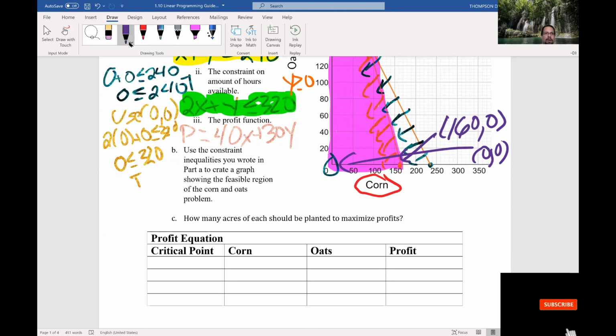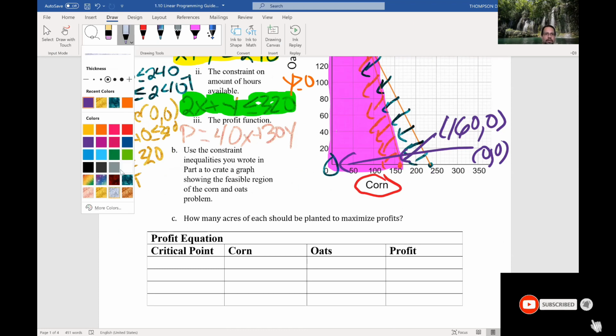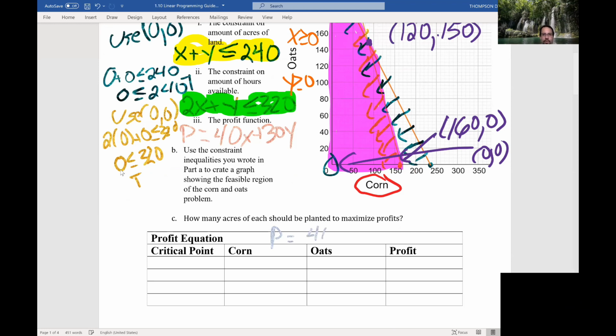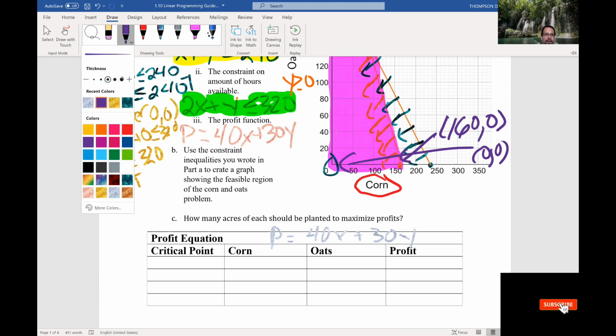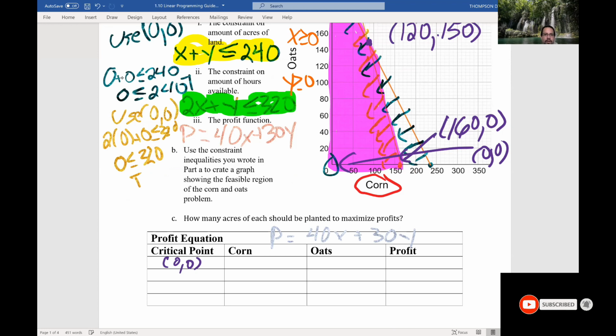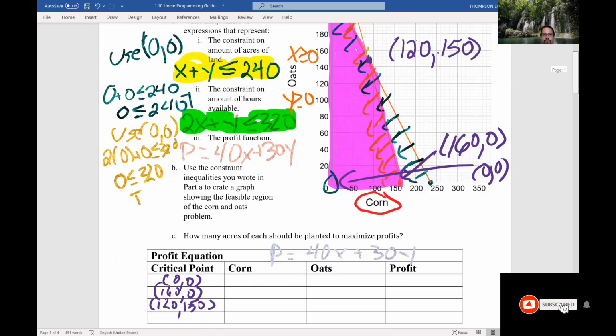Okay, now we're going to write down our profit equation. That's just P equals 40x plus 30y. We'll write down our points. These are the points we're going to plug into our equation to check our profit. So we use (0, 0), (160, 0), (120, 150), and then (0, 240).